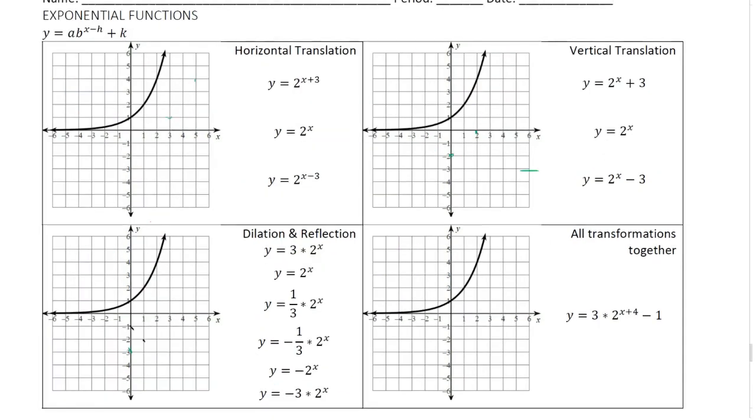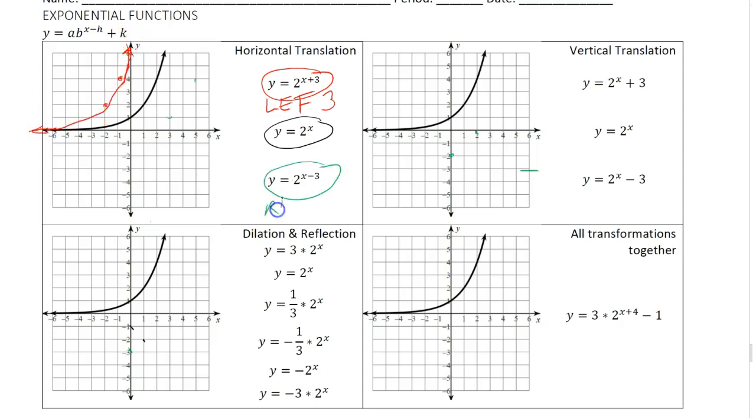We will use the parent function y equals 2 to the x power. To move this graph 3 units to the left, add 3 to the exponent. Each point moves 3 units to the left. The graph stays the same shape and keeps the same asymptote.